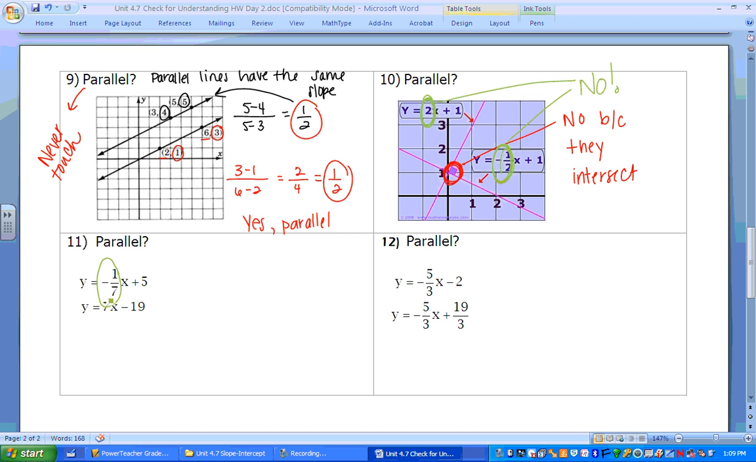Negative 1/7 and positive 7. No, they are not parallel because they are not the same. Negative 5 thirds, yes, they are the same.